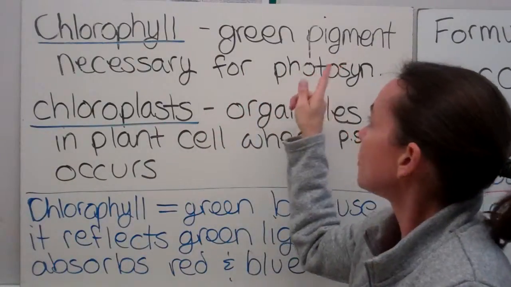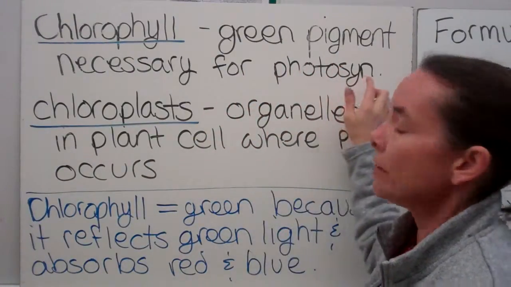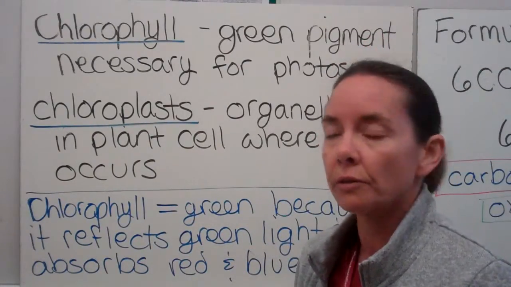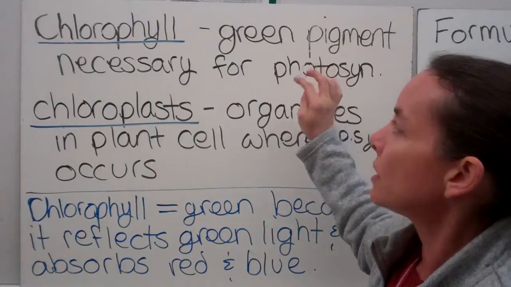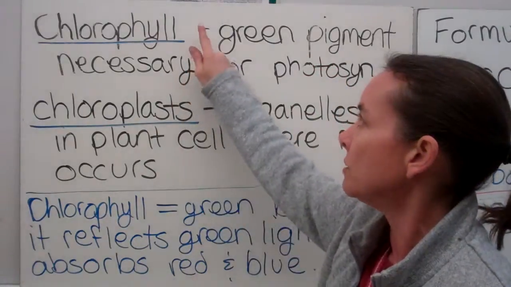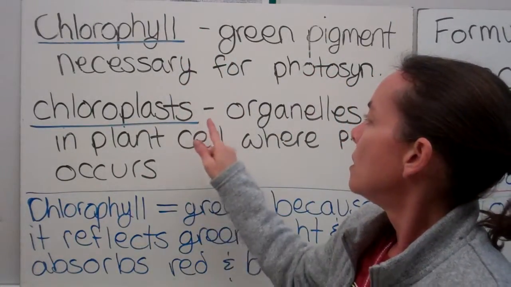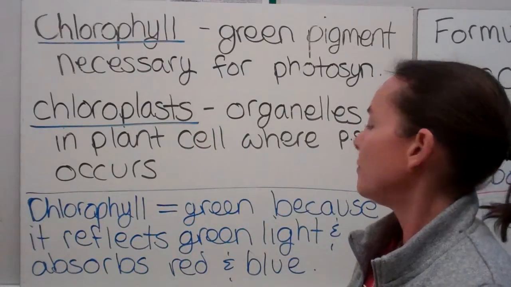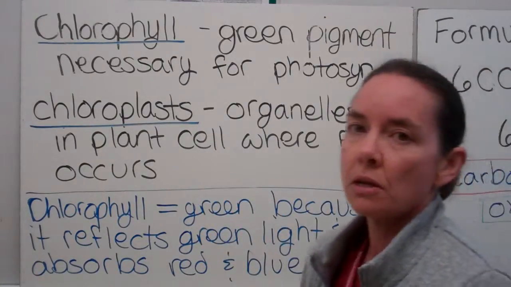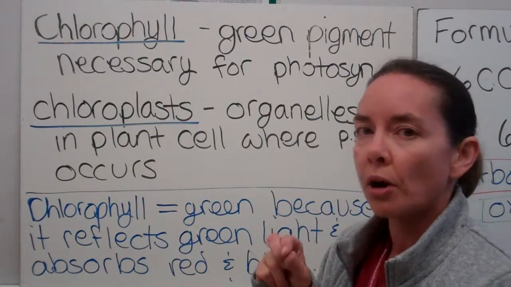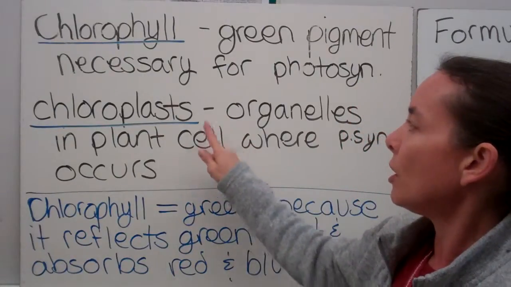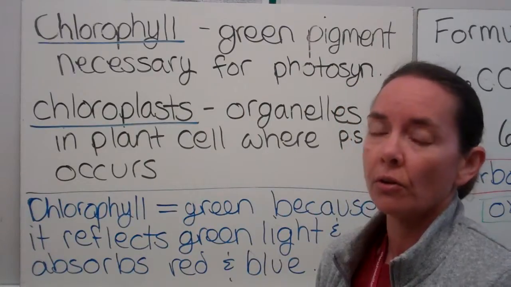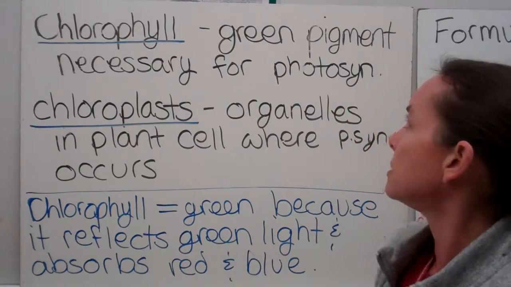Chlorophyll is the green pigment necessary for photosynthesis. And a pigment is the color. Okay, so the green color in plants is actually from chlorophyll. Chloroplasts are the organelles in the plant cell where photosynthesis occurs. So organelles are those little parts of a cell, and the chloroplasts have the chlorophyll in them, and they are the organelles that are doing the actual photosynthesis.